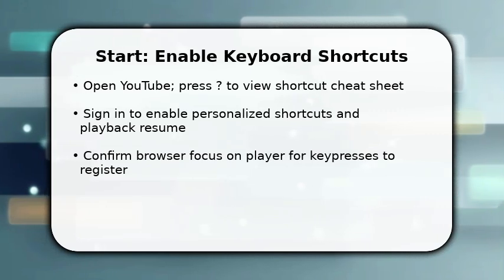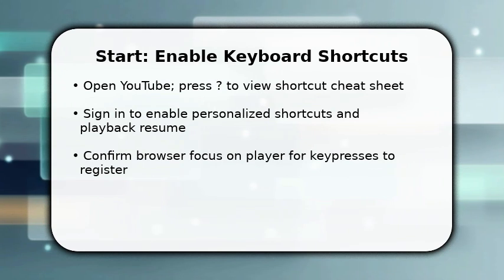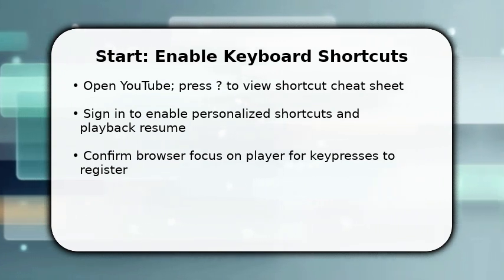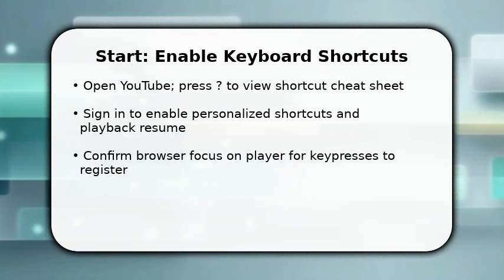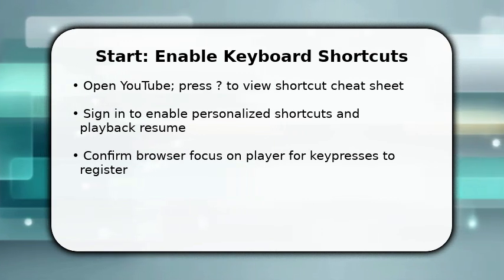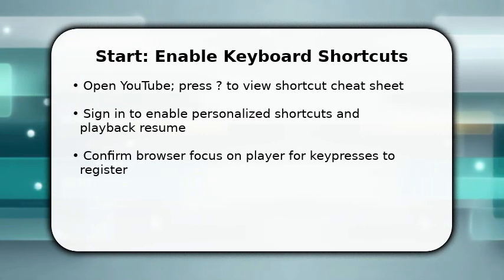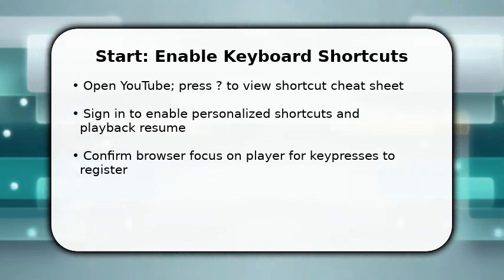Enjoy the video. You begin by making sure YouTube has focus and shortcuts are enabled for your session. Press the question mark key to open the built-in cheat sheet and glance through common keys like K, J, L, and numbers 0 to 9. You should be signed in so preferences like playback speed persist. Once done, click the video player area to ensure keystrokes go to YouTube rather than your browser or an extension. This initial focus step prevents missed commands when you need them.